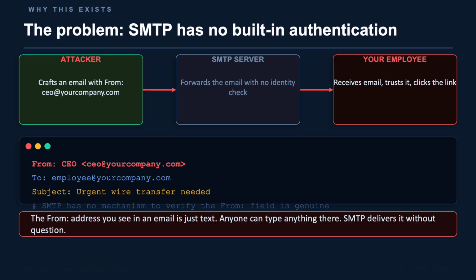and sees what looks like a genuine message from the CEO asking them to do something urgent, like approve a wire transfer or click a link. This is the foundation of business email compromise and phishing. And notice what the attacker did not need to do. They never broke into any account, they never stole a password. They simply send an email with a forged from line, which SMTP allows by default. This is the gap. SPF, DKIM, and DMARC each take on a different part of closing it, and we will build them one at a time.